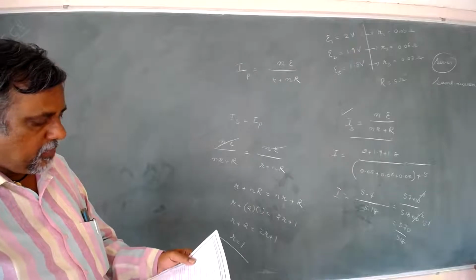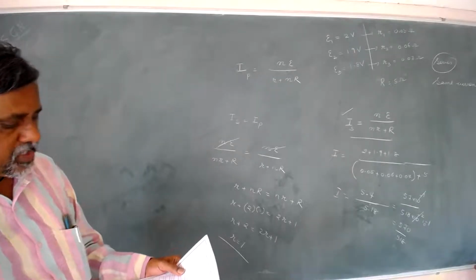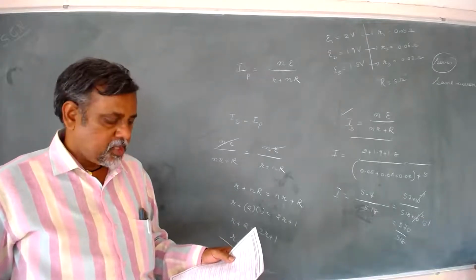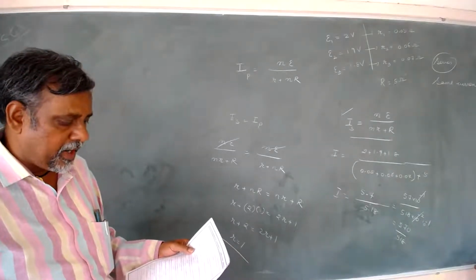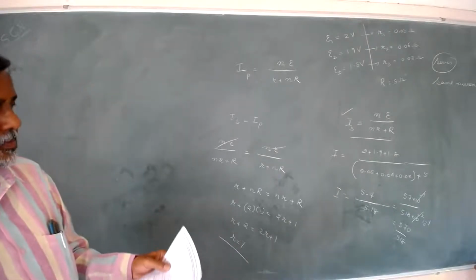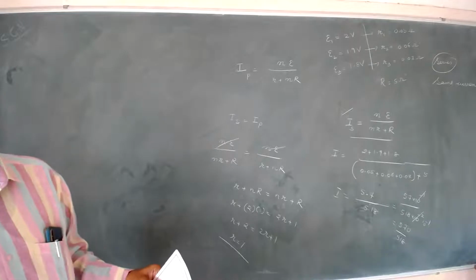Okay, next question number 48. The potential difference of a cell on open circuit is 6 volts, which falls to 4 volt when a current of 4 ampere is drawn from the cell. Find the internal resistance of the cell.